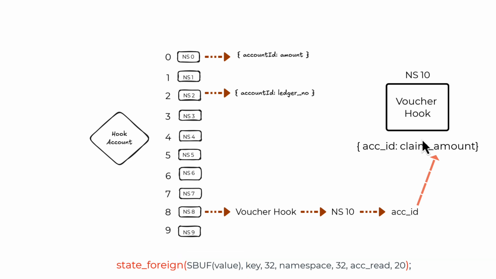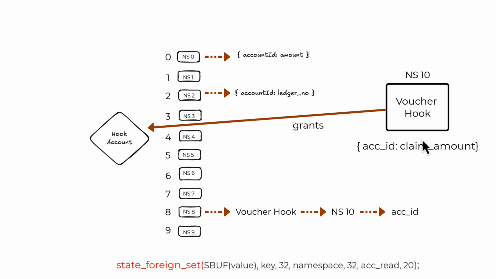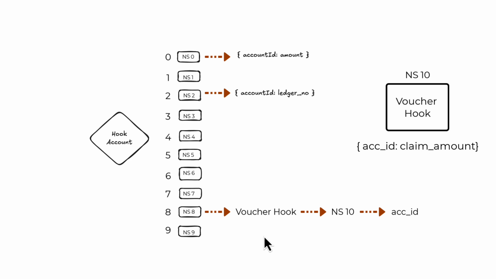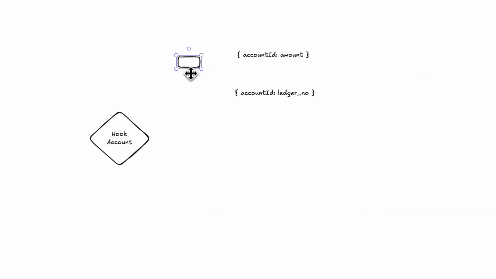You can read from any hook account's state. It's all public information. But if you want write permission, then the hook must grant that to your account. Only then you can perform the write operation. But this is a remote use case. Most of the times it's not needed, but still possible.